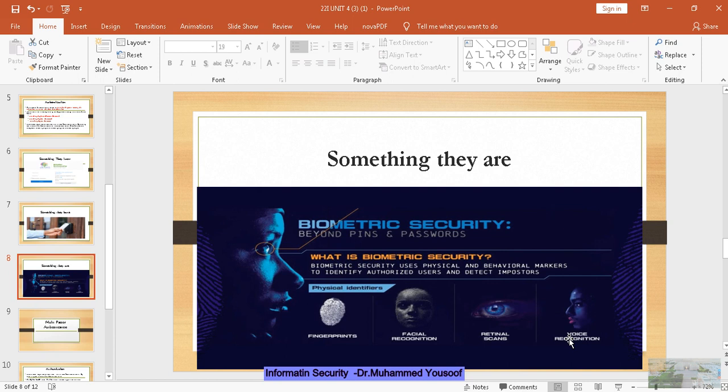There is something like image recognition or facial recognition. Your face is recognized by the sensor, and then the face match is done. If it is the same, then you are gaining access.